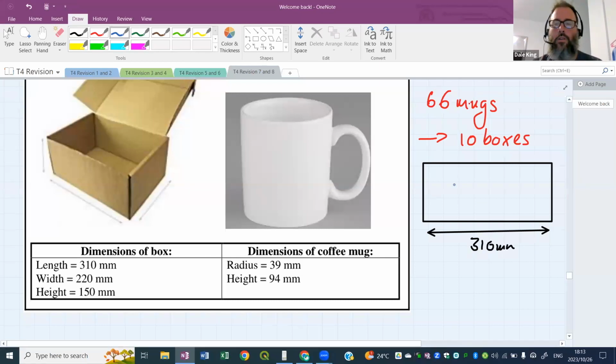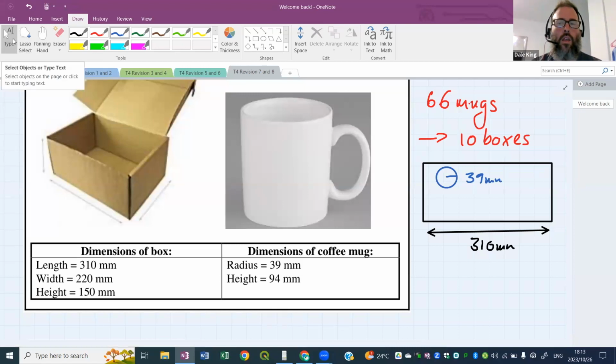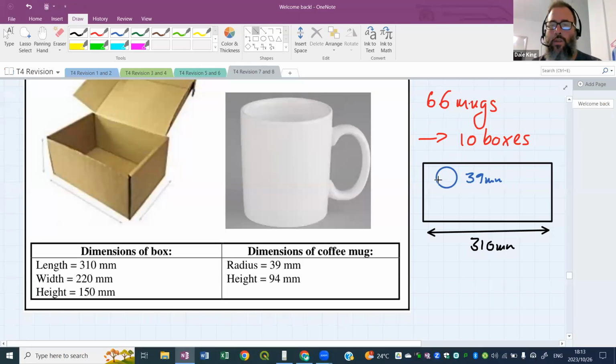And one mug, I'll draw a little circle here. Its radius, that little line there, is 39 millimeters. Can we just put 78 millimeters, because then that's going to be the diameter? Very good. I'm glad you mentioned that. Like Mohammed suggests, we need to work with diameter instead. Diameter going across the mug like this will tell us from edge to edge of the mug.